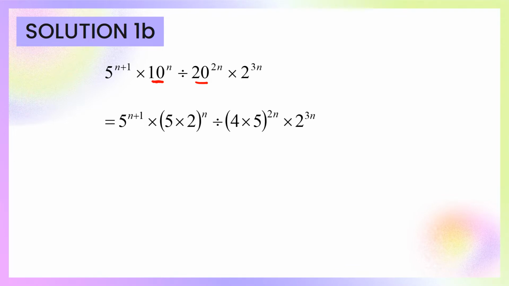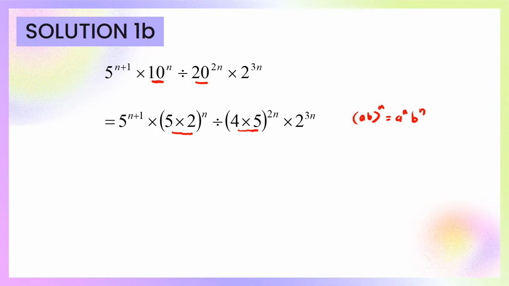5 power of n plus 1 multiply. So for base 10, we change to 5 times 2 power of n, and then divide by 4 times 5 power of 2n. This is for 20 power of 2n. Multiply 2 power of 3n. Okay, so then we apply a rule ab power of n is equal to a power of n, b power of n.